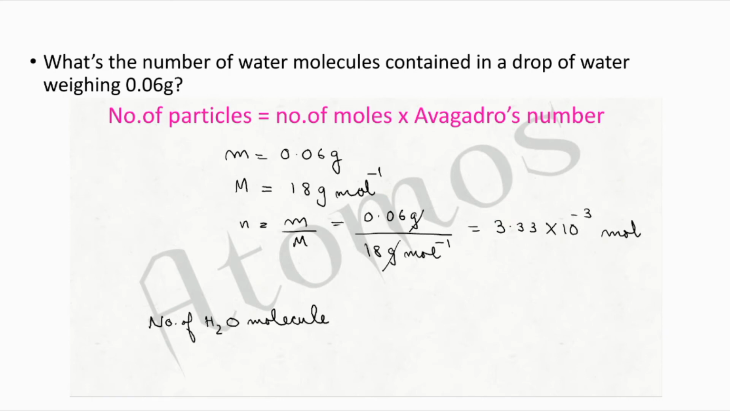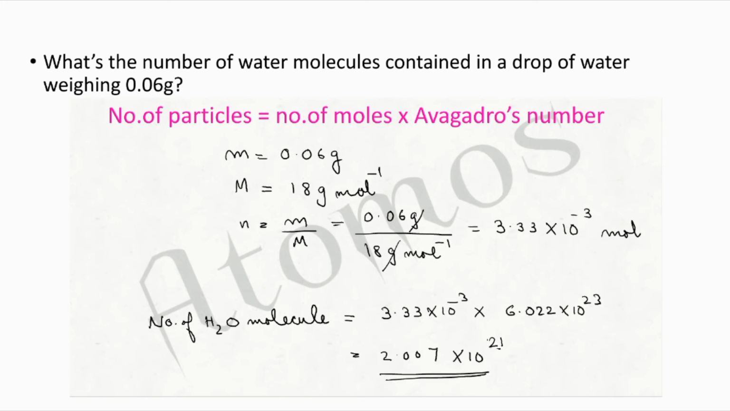But they are asking the number of water molecules. That will be equal to the number of moles, 3.33 into 10 raised to minus 3, into Avogadro number, that is 6.022 into 10 raised to 23. You will be getting 2.007 into 10 raised to 21 molecules of water. Correct, no? Okay, this will be the answer.